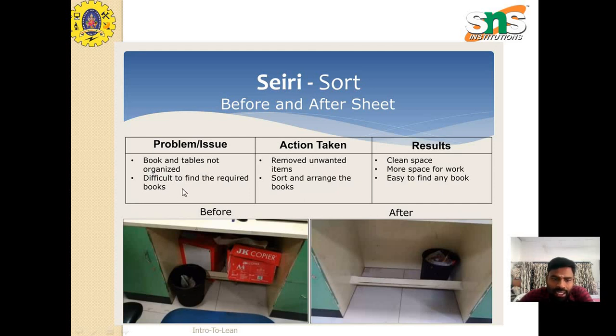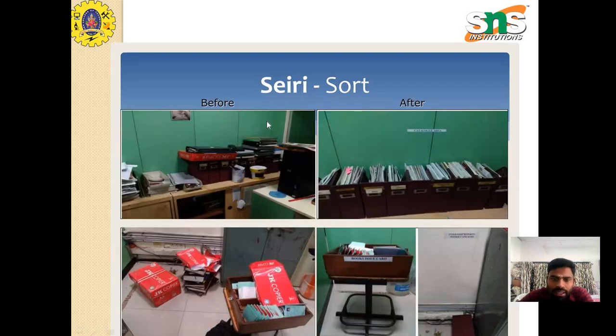The second problem is that it is difficult to find the required books, because before implementing sort, we have seen the books arranged in a not proper manner. So what is the action taken? Removed unwanted items, and sorted and arranged the books. After implementing the sort principle, the result is clean space, more space for work, and it is easy to find any books. So see here, before implementing sort and after implementation of sort, each book is arranged in the proper manner.